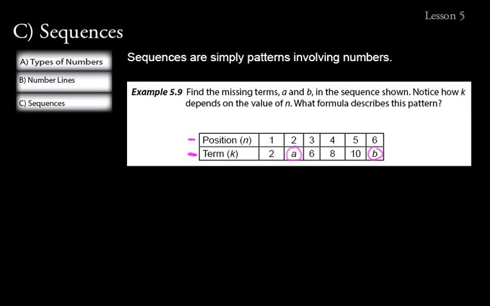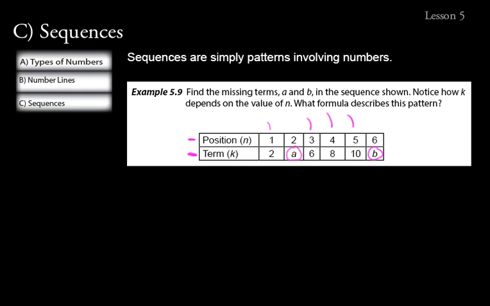Okay? K depends on N. So when the position N is 1, then the term K is 2. Skip 2, but look at 3. When the position is 3, the term is 6. When the position is 4, the term is 8. When the position is 5, the term is 10. Do you see a pattern there? 1 goes with 2, 3 with 6, 4 with 8, 5 with 10. Can you figure out from that, well, 2 must go with what? And 6 must go with what?